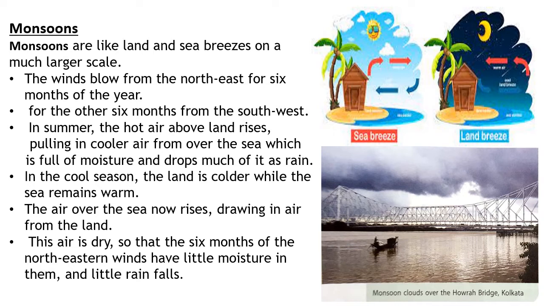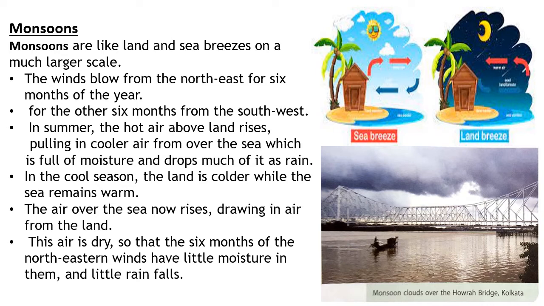The winds blow from the northeast for 6 months of the year, for the other 6 months from the southwest. So during the year, the breeze moves in two directions. For 6 months, it moves from the northeast, and for the other 6 months, it moves from the southwest.